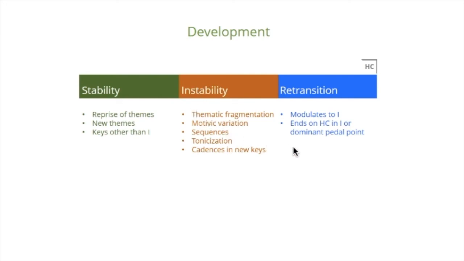Last but not least, the last part of the development section is what we call the retransition. And in the retransition, oftentimes what we see is some kind of dominant pedal point or some kind of dominant prolongation, some harmonic motion that features the dominant being extended. Because as we learned before, if we hear the dominant for an extended period of time, you are expecting the return of the tonic. So the retransition here usually lands on a half cadence, which provides the best preparation for the recapitulation.